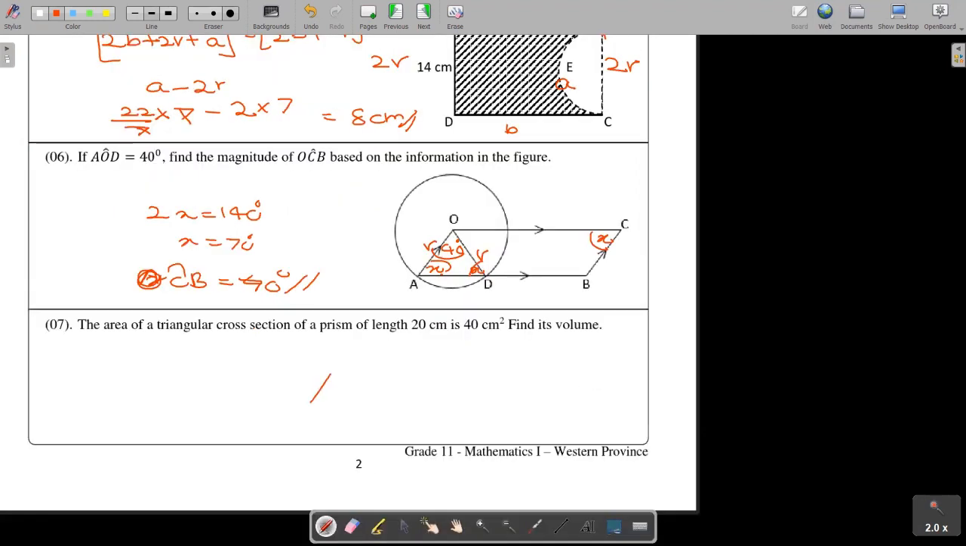There is a prism of length 20 with a triangular cross section. What is the volume of any object with a uniform cross section? Uniform cross section into the length. So 800 cm cubed.